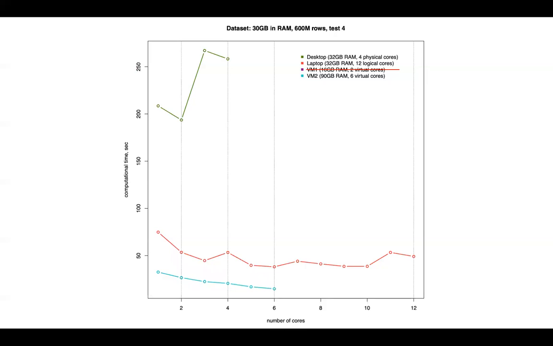I move to the next limit, and this limit is set as a 30 gigabyte data table, which I expect to push two physical machines to the limit, since they have only 32 gigabytes of RAM. And indeed, you can see that the desktop, which is the top green line, is performing much worse than the laptop, the red line, and surprisingly, the laptop is performing worse than virtual machine 2, which I wouldn't expect.